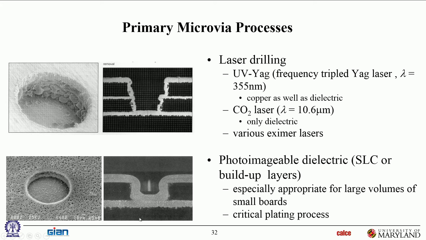That's how you form the via. And then it's been plated with copper. And that's what the finished via looks like. And then sometimes we even fill these vias with metal. So they are filled micro vias, and sometimes they're open micro vias.